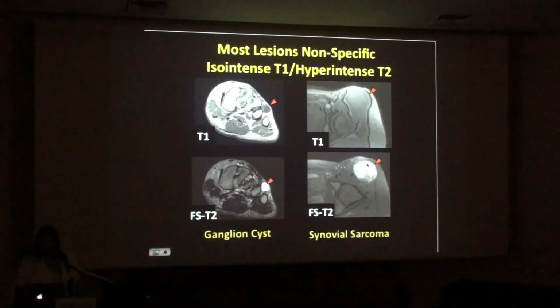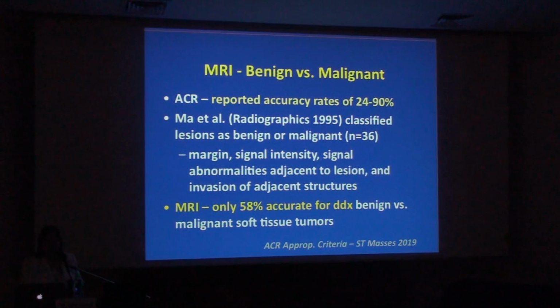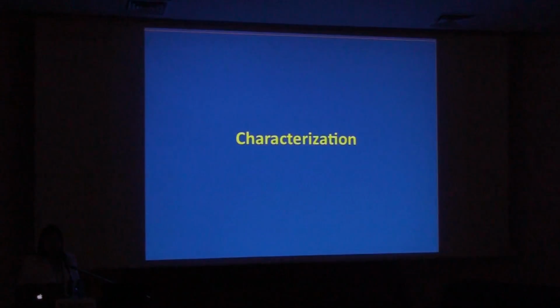So that is the challenge that we have before us, and we're not alone in that. The American College of Radiology reports accuracy rates in terms of distinguishing benign versus malignant based on their MR appearance of 24 to 90%. Most of them are in the sort of lower or mid-range. And a representative study was performed by Ma et al., where they looked at 36 different lesions and tried to classify them as benign or malignant based on various characteristics, and they were only 58% accurate for differentiating benign versus malignant soft tissue tumors. So that's the challenge.